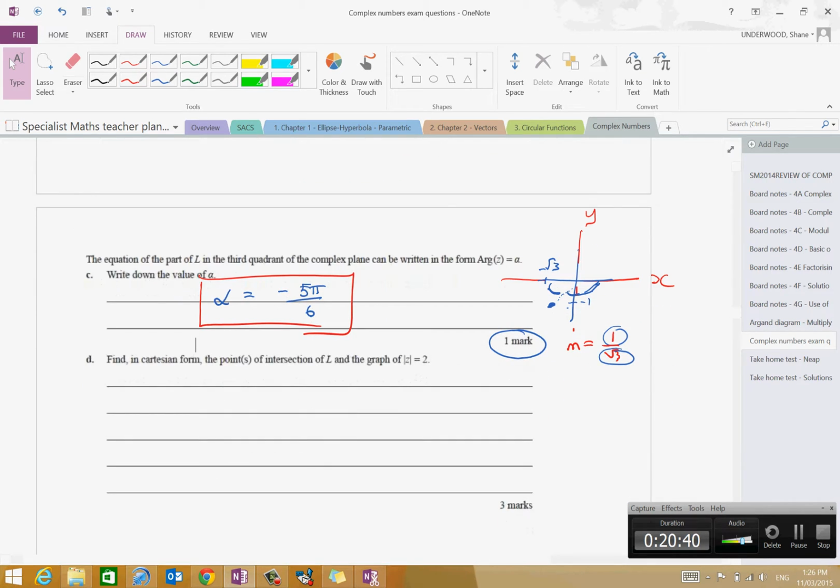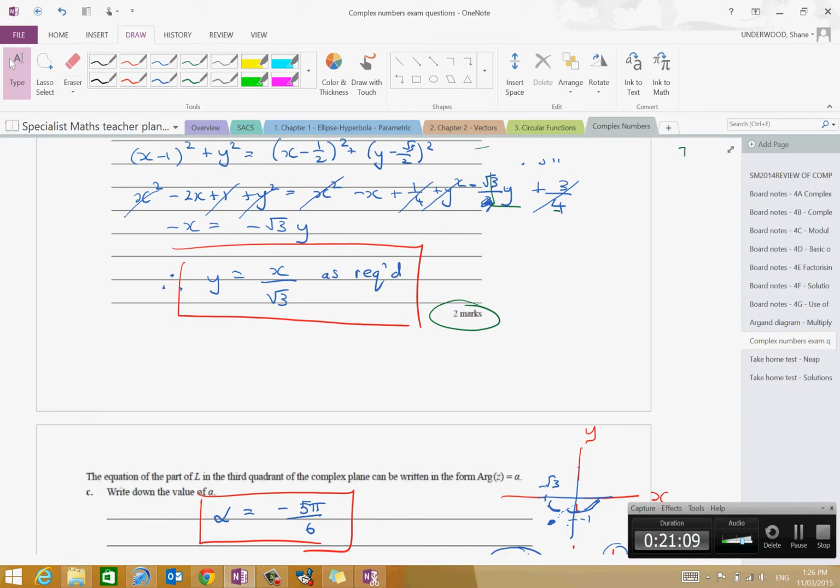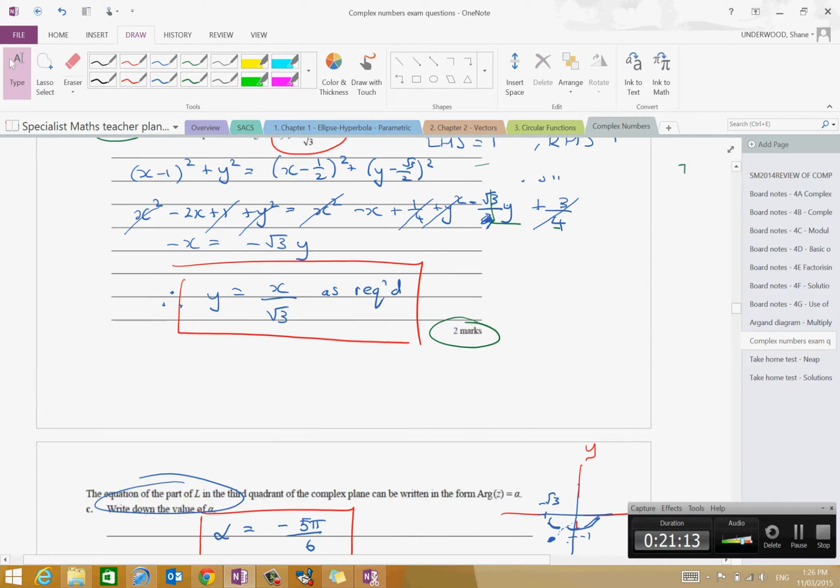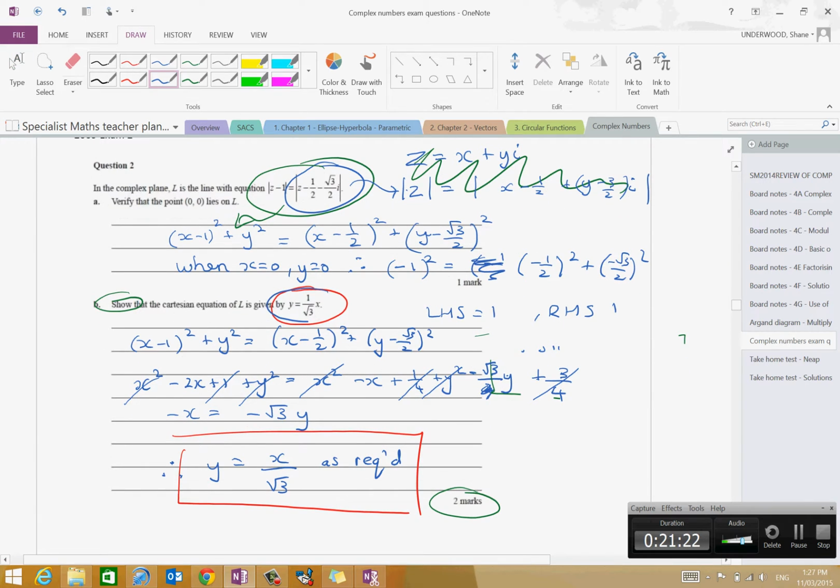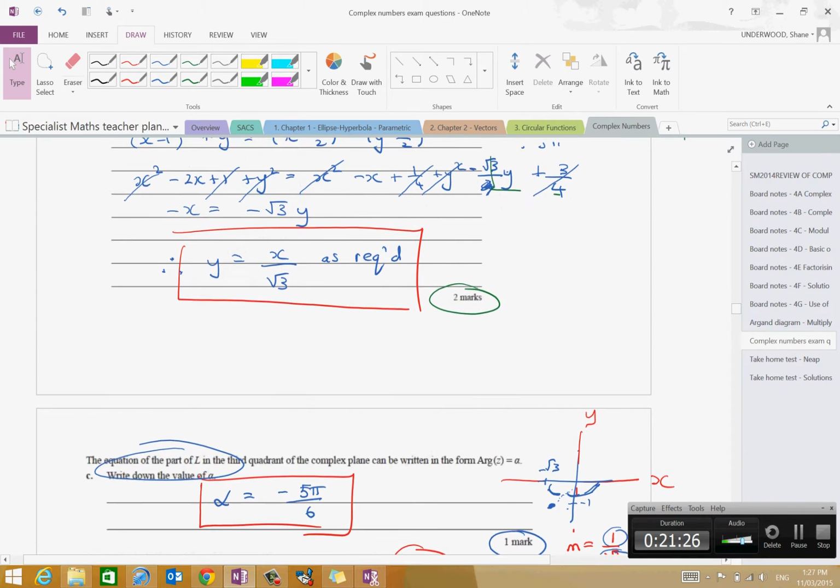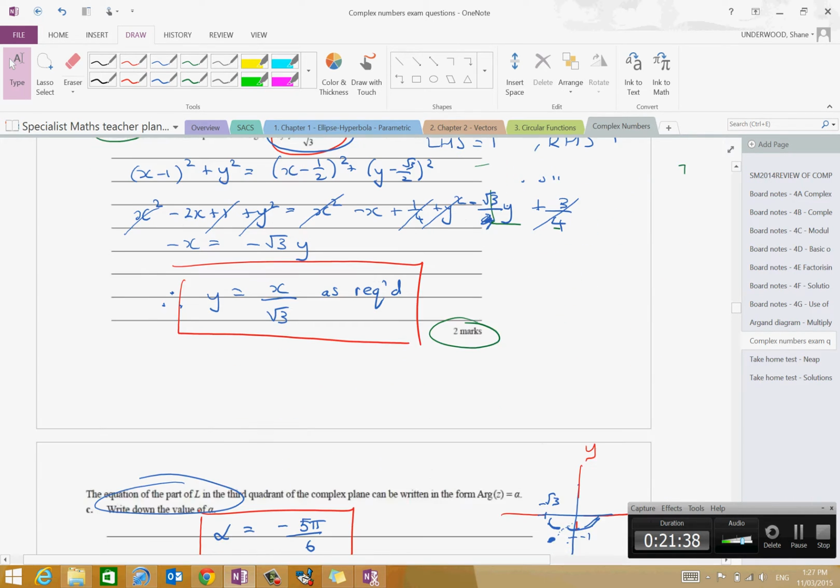Okay? Find in Cartesian form the points of intersection of the graph. Now look, this is just a circle. Modulus of z is equal to 2. Well, if the modulus of z equals 2, then that's the equivalent of x squared plus y squared is equal to what? 2 or 4? 4. Now, the points of intersection of L. We've got to have a look at L, but we know the argument's minus 5 pi on 6, and we also have this Cartesian equation. Given that angle is pi on 6, we know that we've got the equation y is equal to 1 on root 3 x.